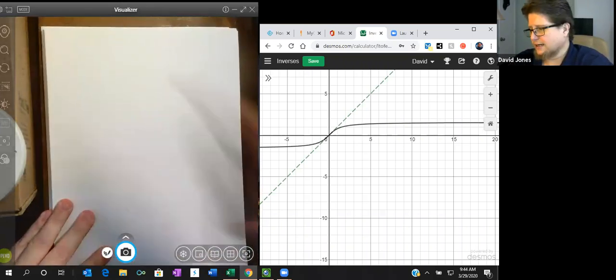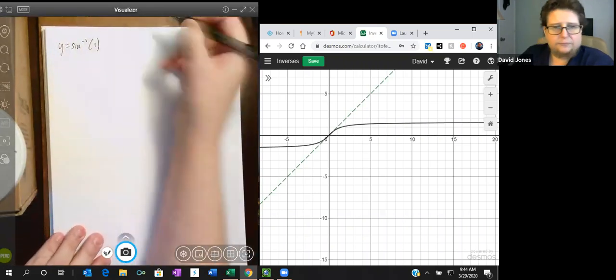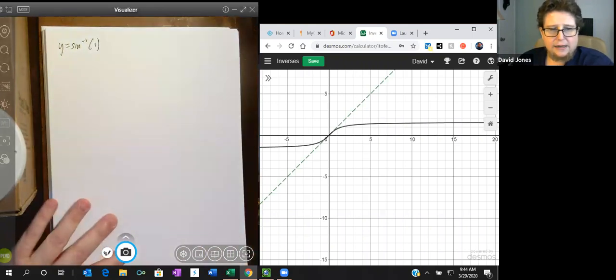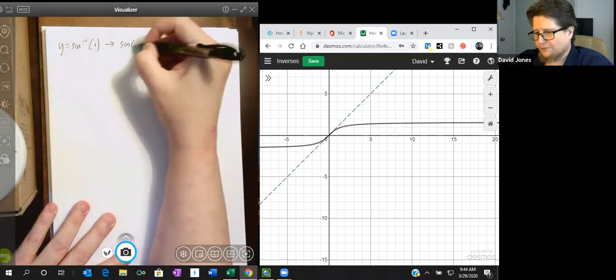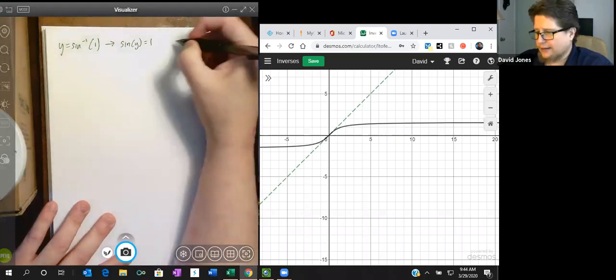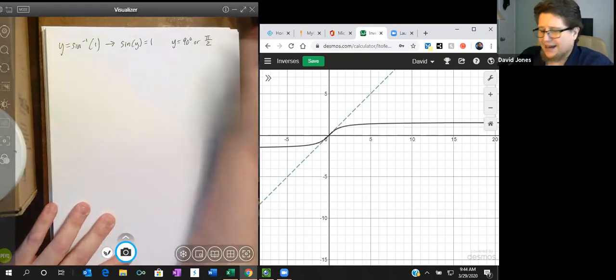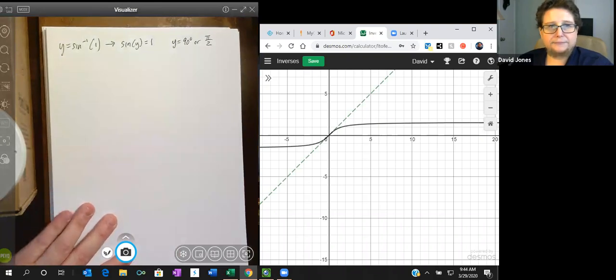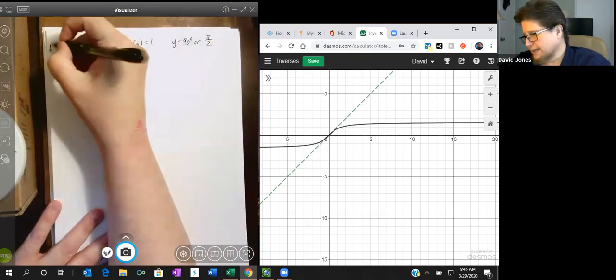y equals sine inverse of 1. Translation: sine of y equals 1. Where does sine equal 1? It actually only equals 1 at y equals 90 degrees or pi over 2. That is in our domain, so we can include it. So that was example B.